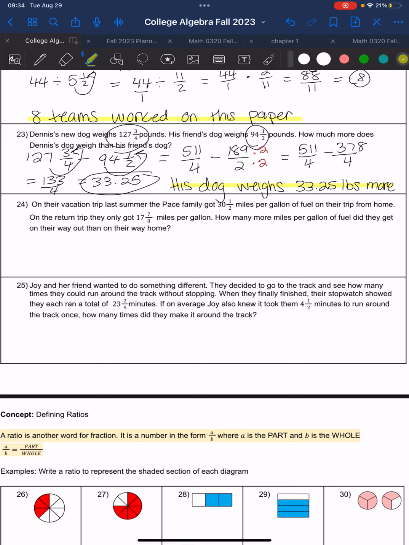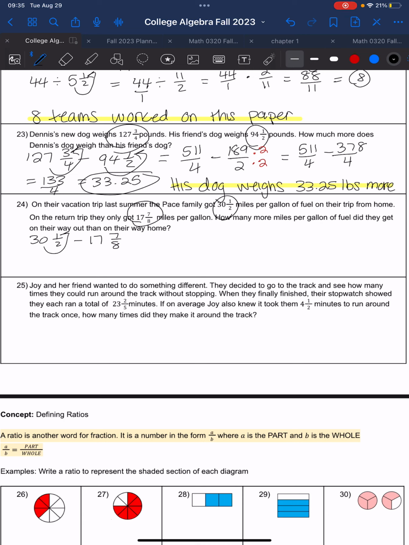Okay, number 24. On their vacation trip last summer, the Pace family got 30.5 miles per gallon of fuel on their trip from home. On the return trip, they only got 17 7/8 miles per gallon. How many more miles per gallon of fuel did they get on their way out than on their way home? So again, this is another subtraction. So we are taking 30 1/2 minus 17 7/8.